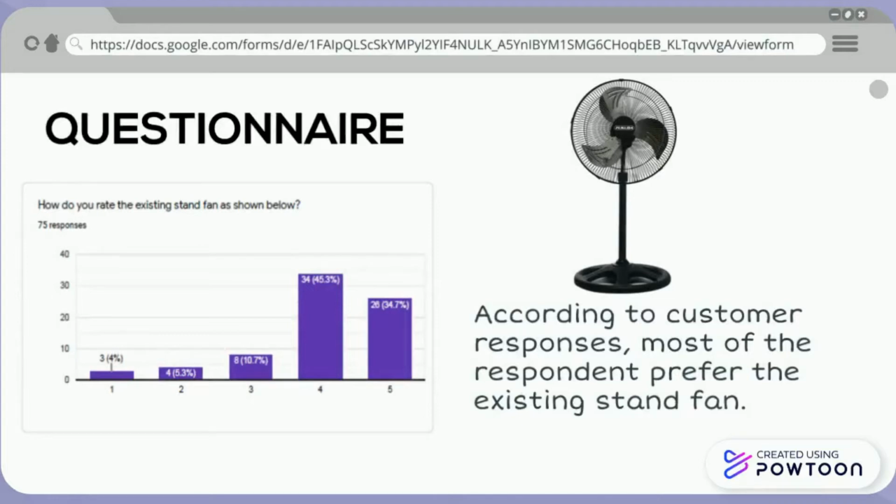Next, in the questionnaire, as you can see, there's a bar graph showing how you rate the existing stand fan shown below. So this is the stand fan. According to the customer responses, most of the respondents prefer the existing stand fan.